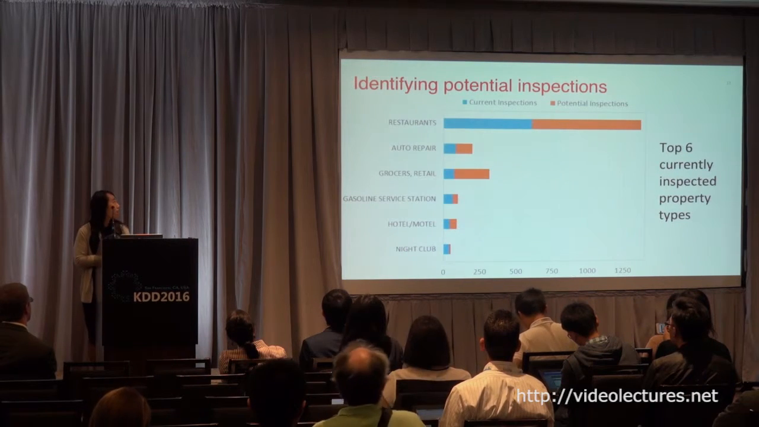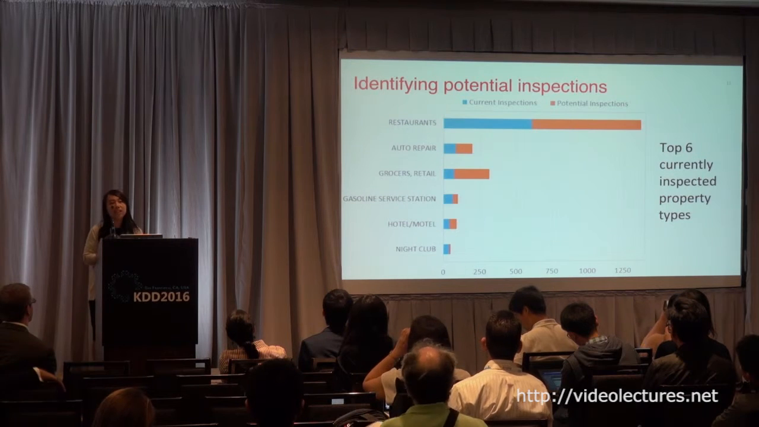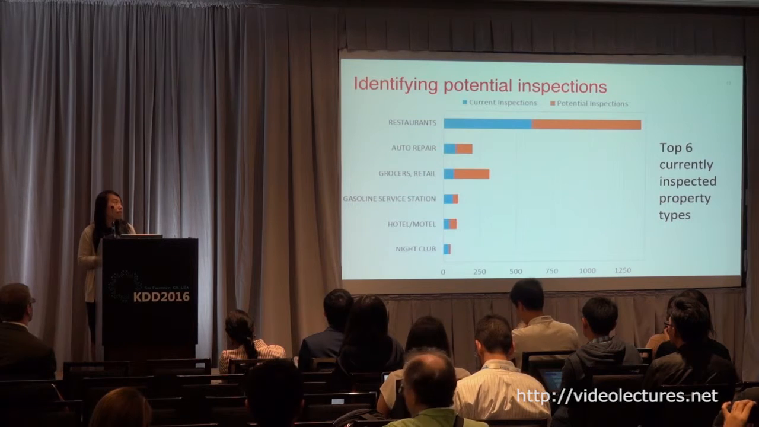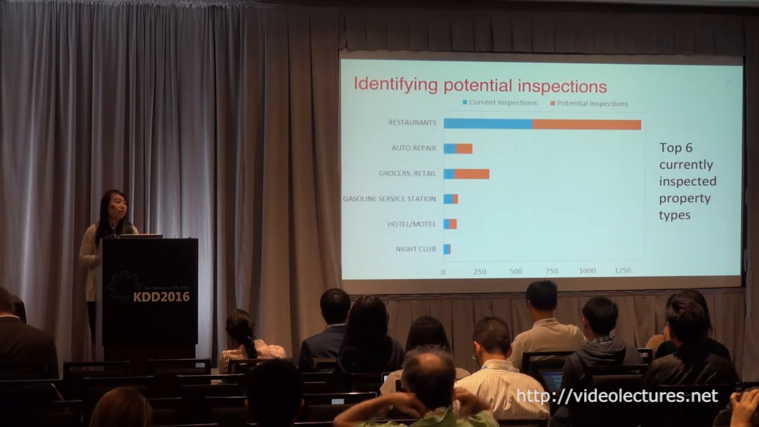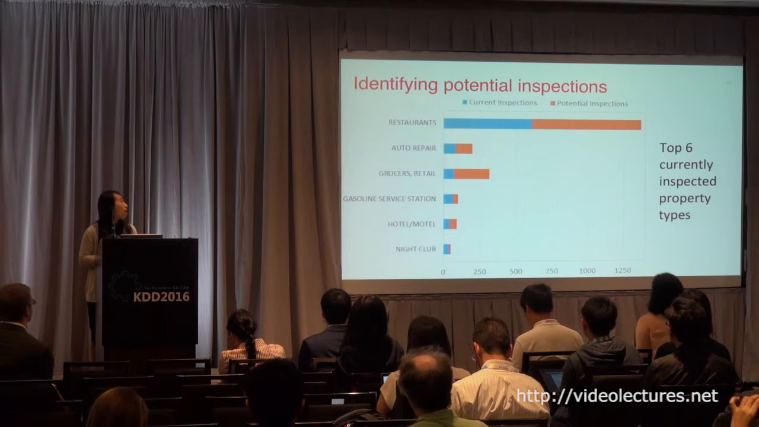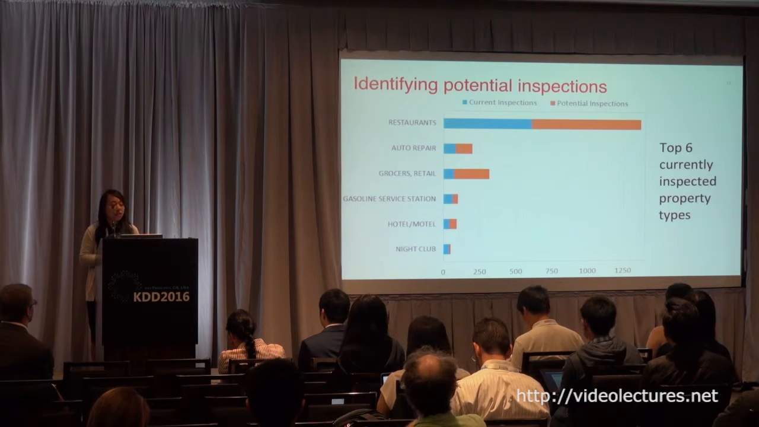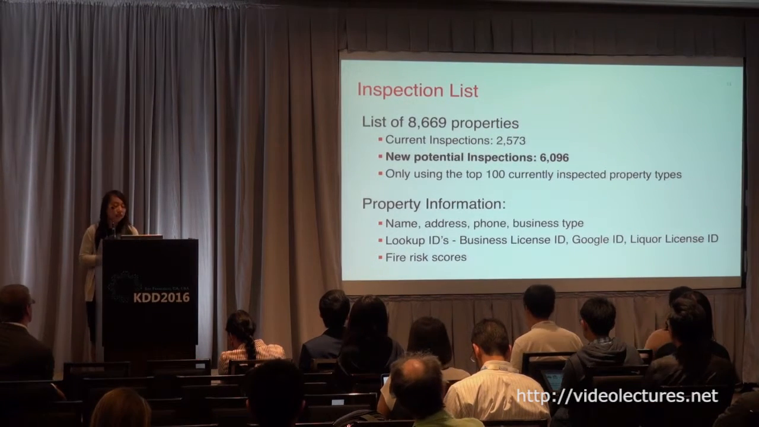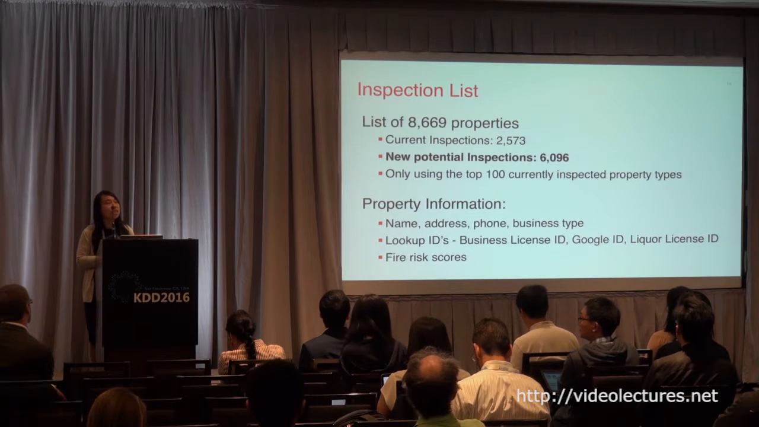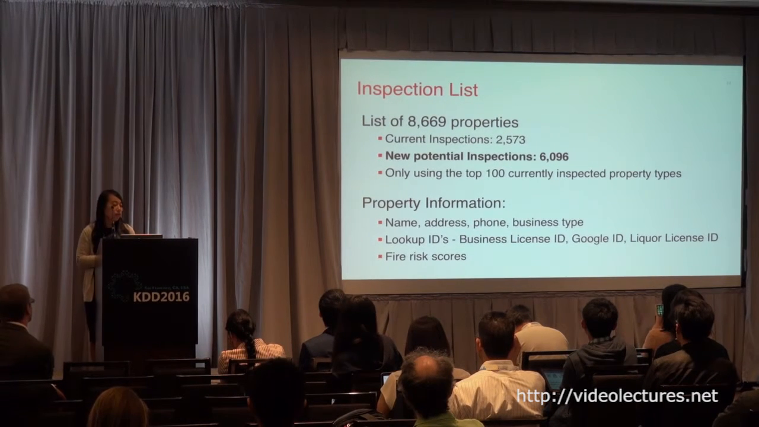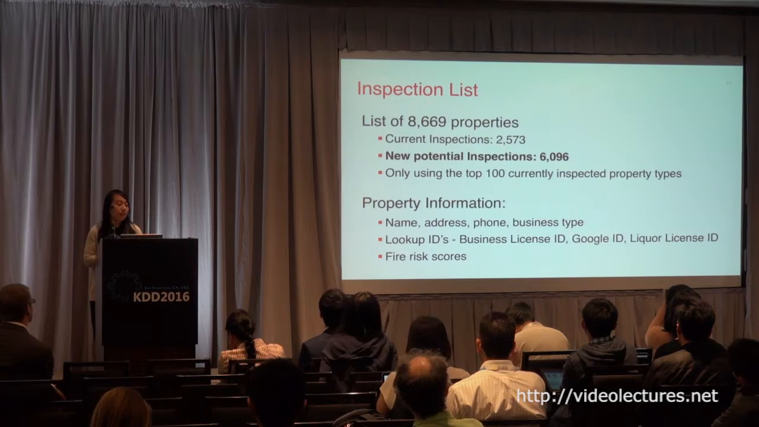And this chart shows you the top 6 currently inspected properties by the city of Atlanta. The blue bars represent the ones they are currently inspecting, while the orange bar shows you the similar potential inspections that could have been done with similar property types. So as you can see, there are a lot of potential inspections for them to do. So in addition to the 2,500 properties that they are currently inspecting, we identified 6,000 more properties using the top 100 currently inspected property types.